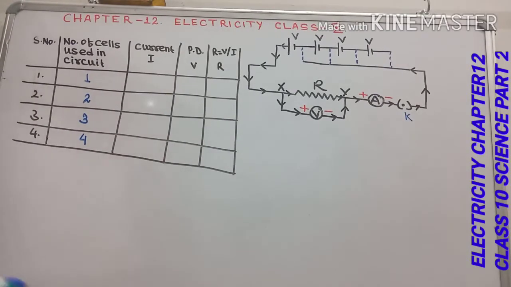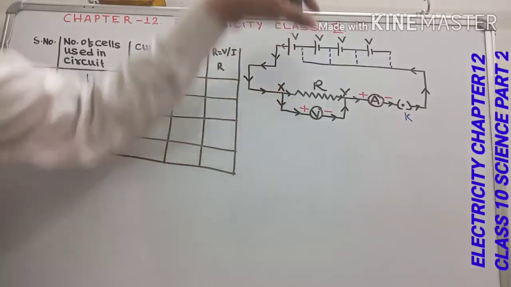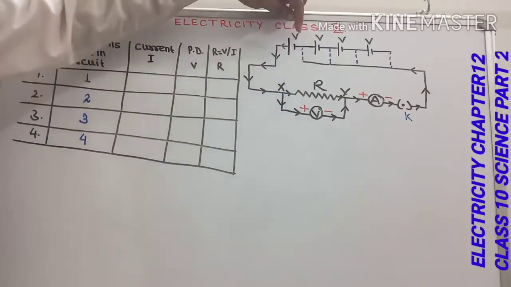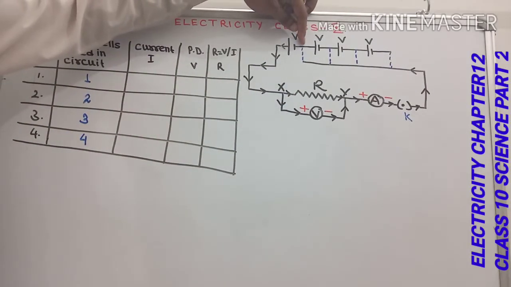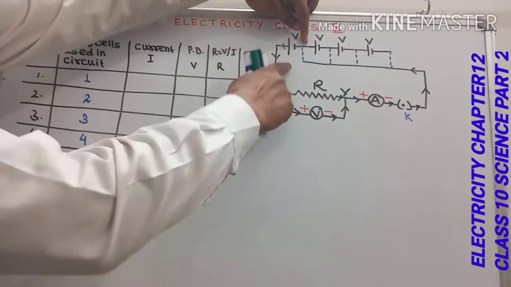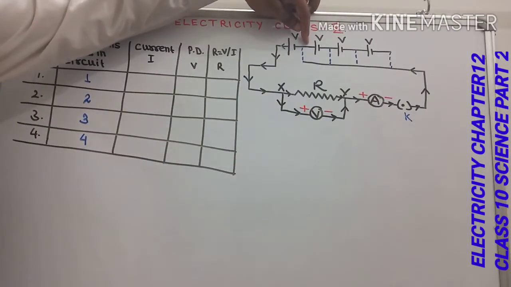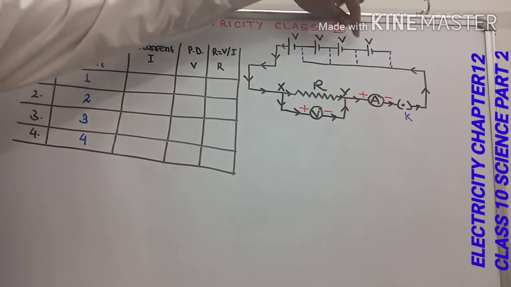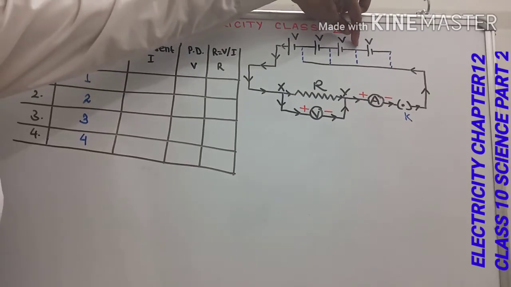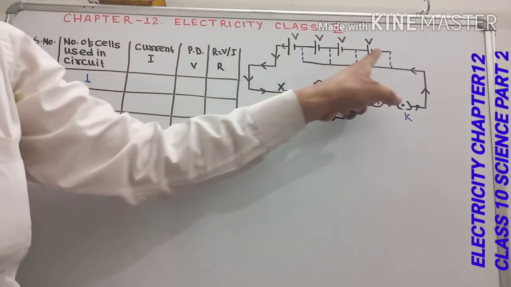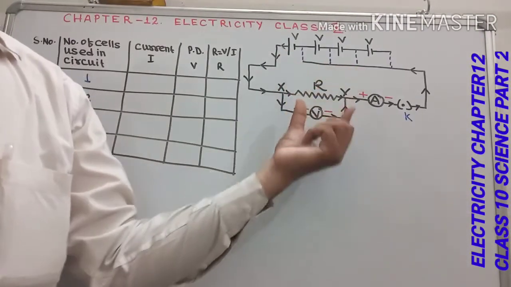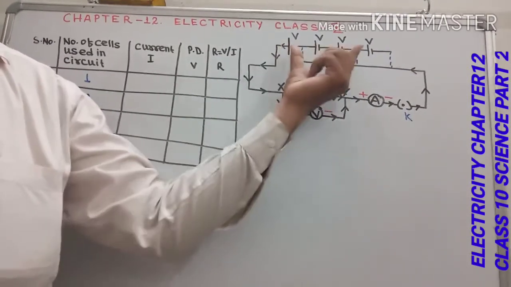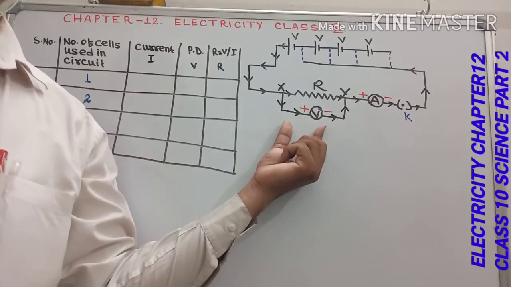Suppose we want to measure the potential of only one cell, then we can take this wire and place it here, then only the potential of one cell will be shown by this voltmeter. And if we want to connect two cells, then we will place it here. For the third cell, or 1, 2, 3 combined, then we will place it here. And if we want to take all four cells together, then we will place this wire here, so that the potential of all four cells will be shown by this voltmeter.